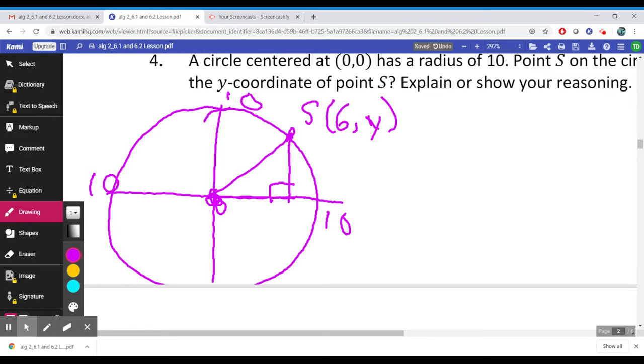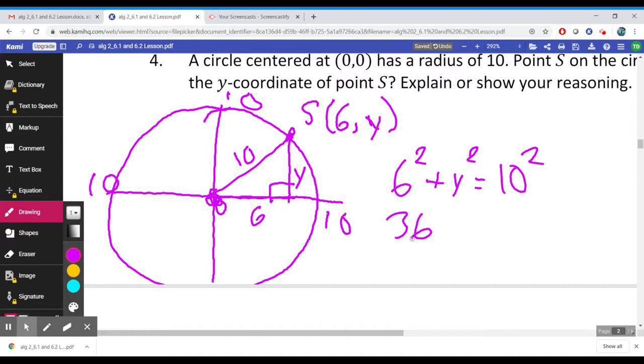So I'm going to go ahead and plug in the Pythagorean theorem just like I have been in the past. We know that this distance is 10 because the radius of our circle is 10. We also know that this distance is 6 because it was given to us as the x-coordinate. So our unknown value here is this height, which I'm going to call y. So 6 squared plus y squared has to equal my hypotenuse squared, and the hypotenuse in this case is 10. So we've got 36 plus y squared is equal to 10 squared, which is 100.